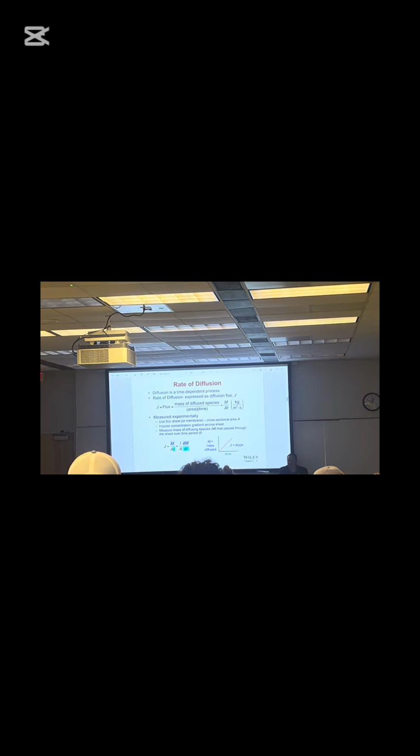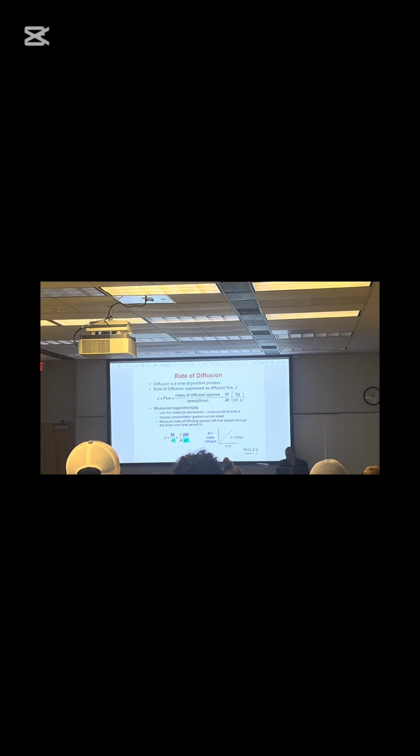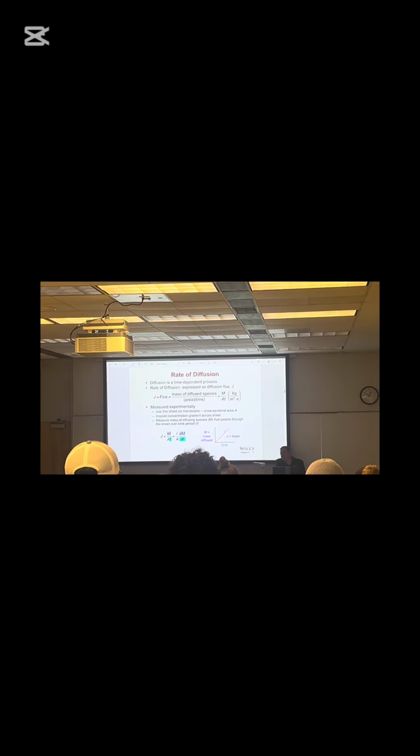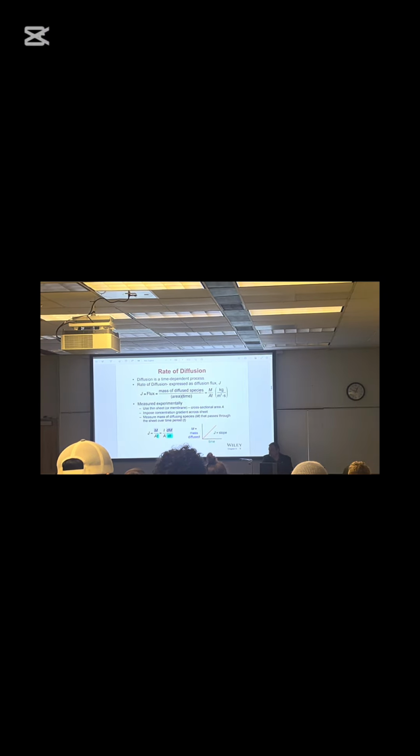And if we plot the mass that's diffused versus time, and if it is linear, typically it would be linear, the diffusion rate will be proportional to the slope. So we measure it as a flux, which is the mass of the diffused atoms or molecules divided by the area and divided by the time. The time is a very important parameter.